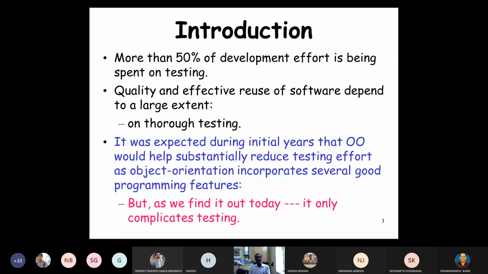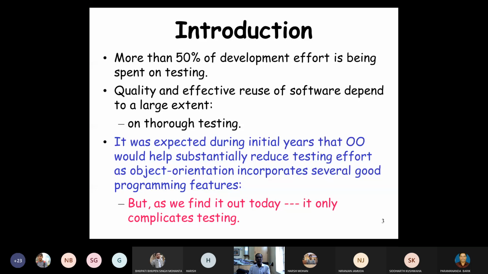When software testing techniques came up initially, they were satisfactorily applied to procedure-oriented programs. It was expected, during the initial years, that object-oriented features would help substantially reduce the testing effort and the testing cost, as object-oriented programming incorporates several good programming features. The good features of object-oriented programming are what? Inheritance, polymorphism, classes, dynamic binding, encapsulation, and so on.